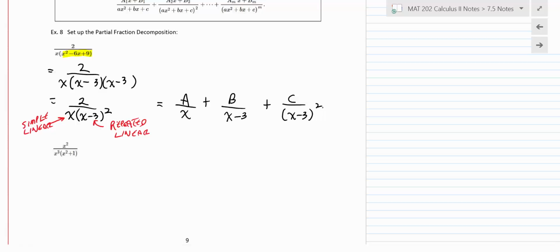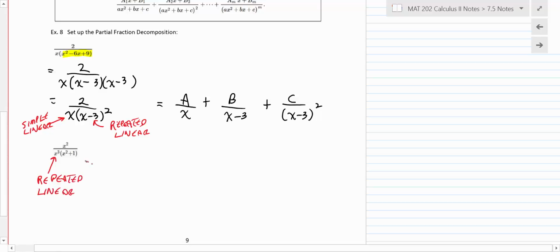Okay, the next one. What do you call x to the third? Is that going to be c over x minus 3? Is it going to be c over x minus 3 squared? Yep, because if it's a repeated factor, you have to go x minus 3 squared, x minus 3 cubed, and so forth until you get to that highest power. You have to count out the power. So this one you have a repeated linear.